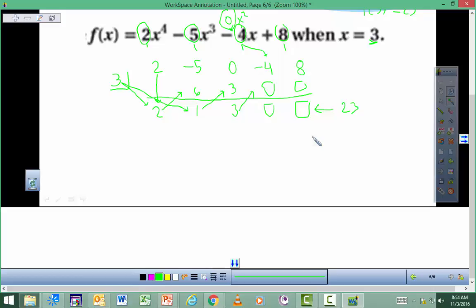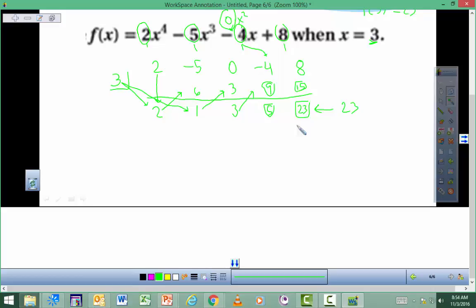So let me continue the chain and make sure you guys got the same answer I did. Now, by the way, you don't want to go so fast that you're making dumb mistakes. Okay. So 3 times 3 is 9. You put the 9 here. 9 minus 4 is 5. 3 times 5 is 15. Put the 15 here. And 15 plus 8 is 23. Isn't that cool?